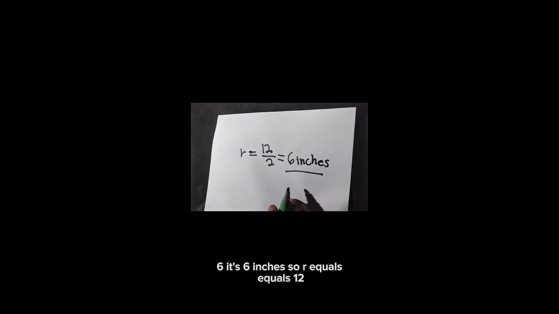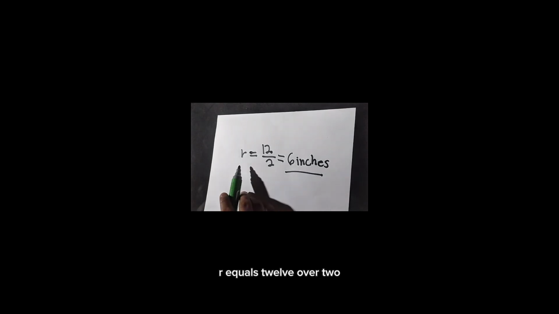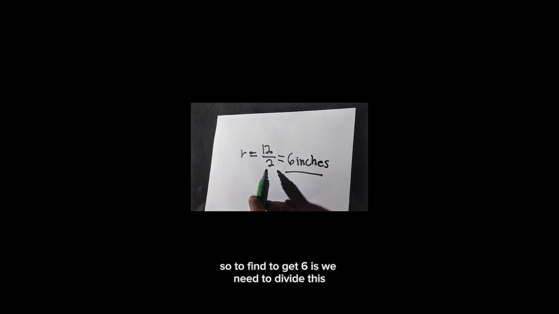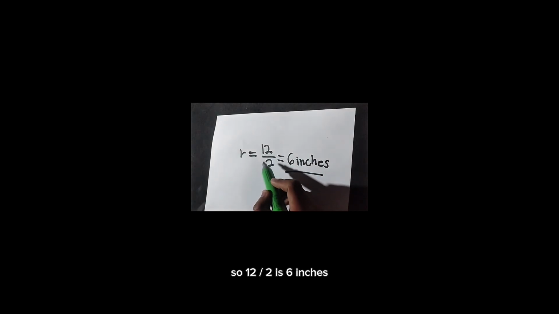It's 6 inches. So r equals 12 over 2, and to get 6 we need to divide this. So 12 divided by 2 is 6 inches. So now we'll use the radius later in the equation.